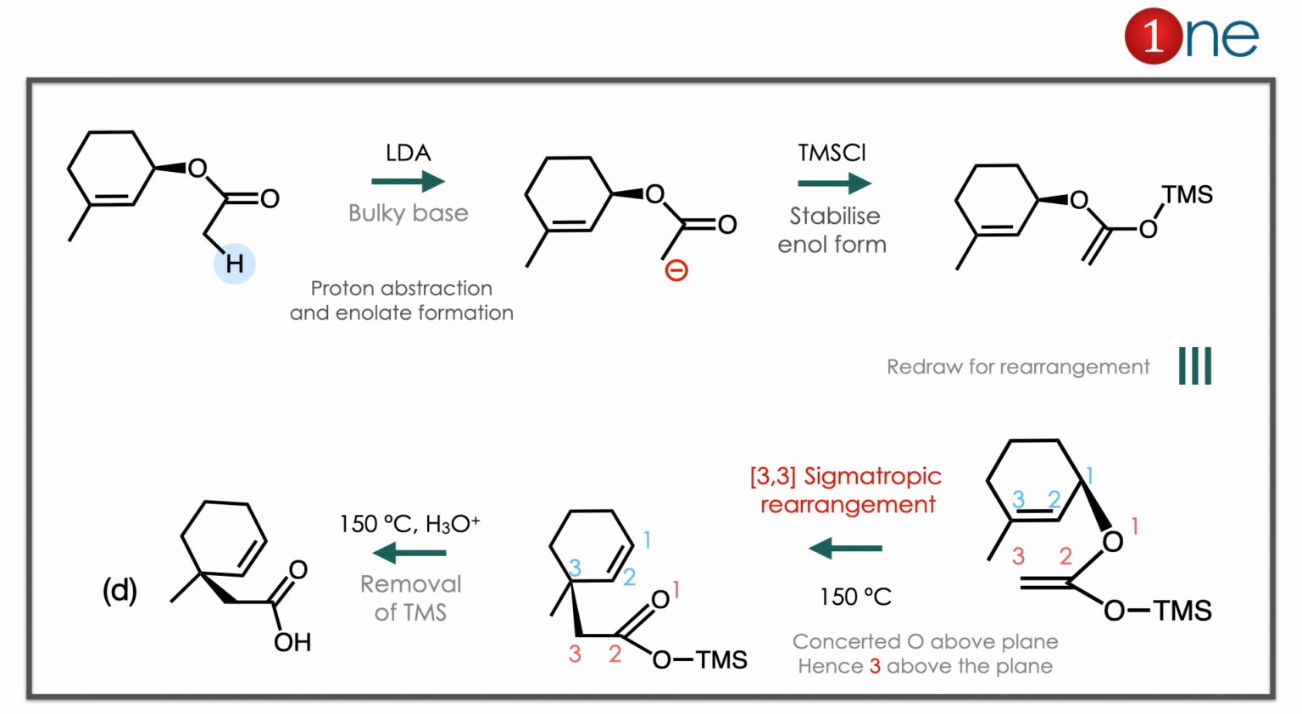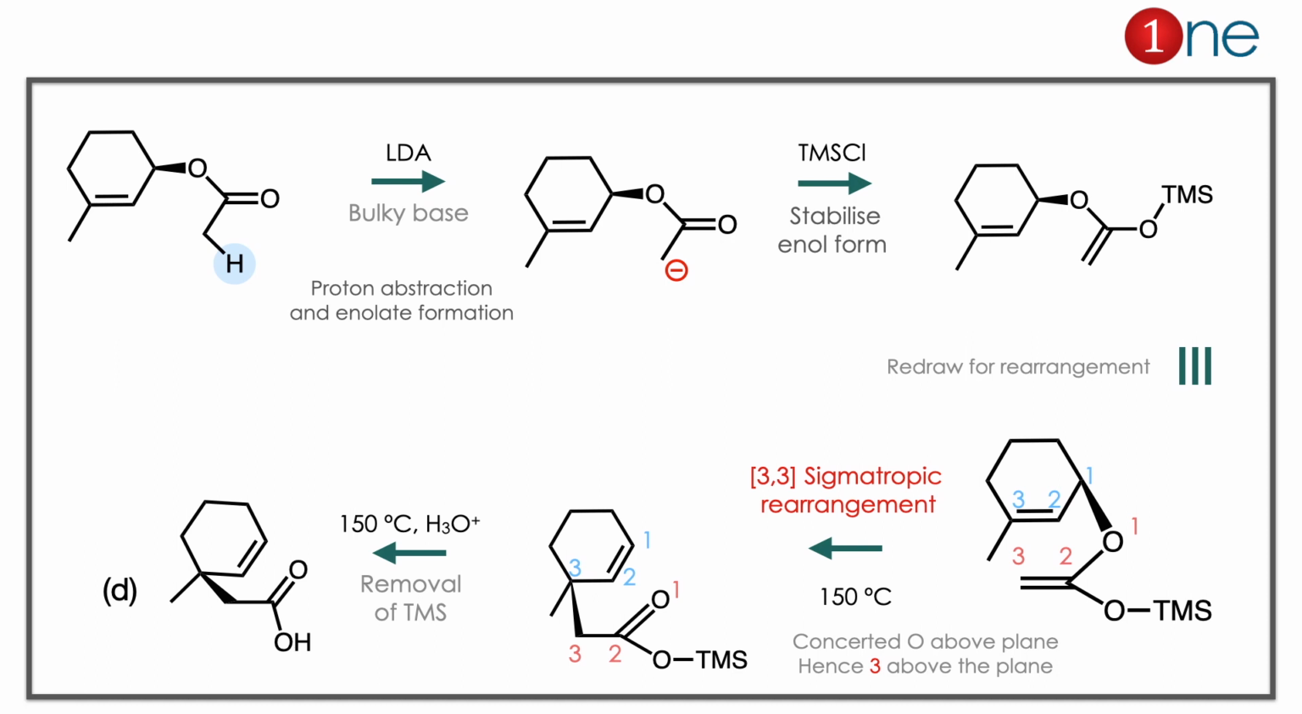In the starting material you have an ester group which has one methyl group in the alpha position. It has alpha hydrogen. You are using LDA, which is a bulky base that abstracts the proton. You have anion formation, practically you can say enolate formation. To stabilize the enol form you are using TMS chloride. The silicon oxygen bond is stable, hence it stabilizes the enol form. So you have OTMS.